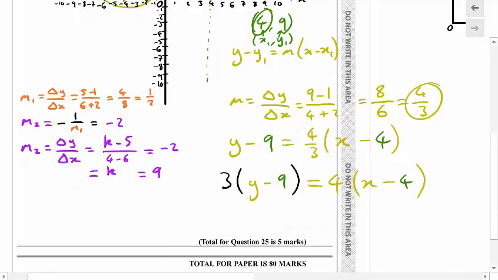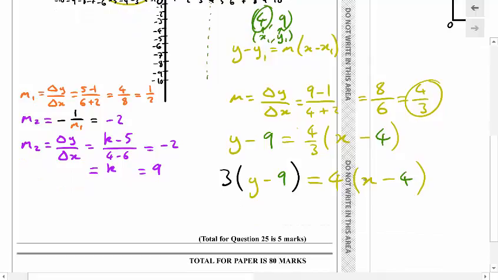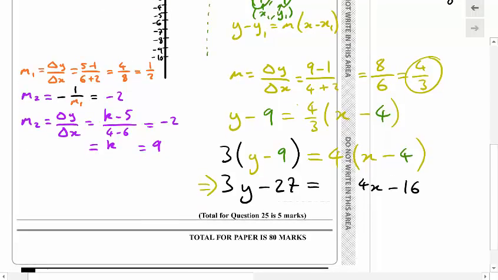Okay, so let's just try and rearrange this now. I appreciate that I'm sort of writing over the lines, but there we go. So let's expand this left-hand bracket out. So I'll end up with 3 times y minus, what's 3 times 9? 3 times 9 is going to be 27. Then that's going to be equal to 4, let's expand the right-hand side brackets out, so I'll end up with 4x minus 16. And then it's just a case of rearranging that.